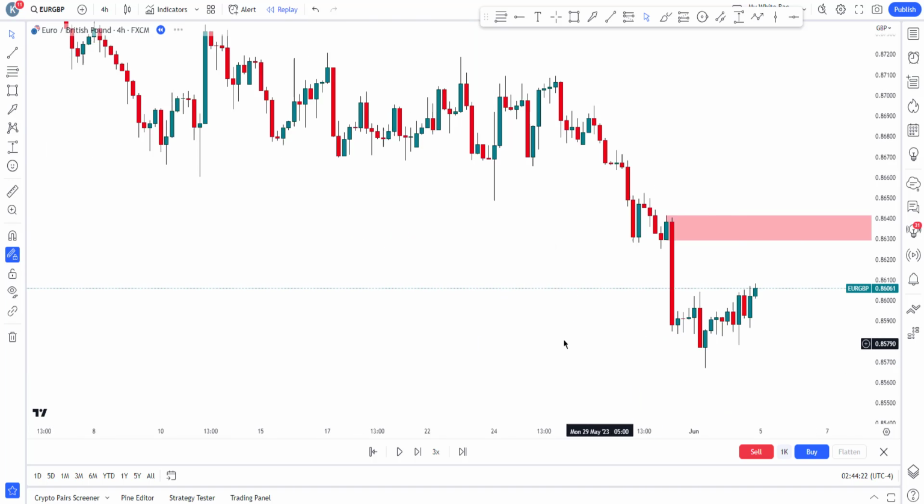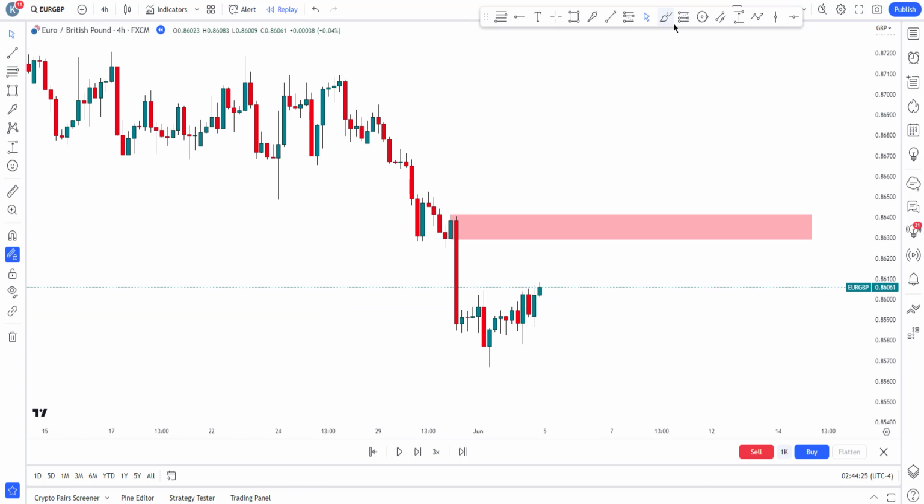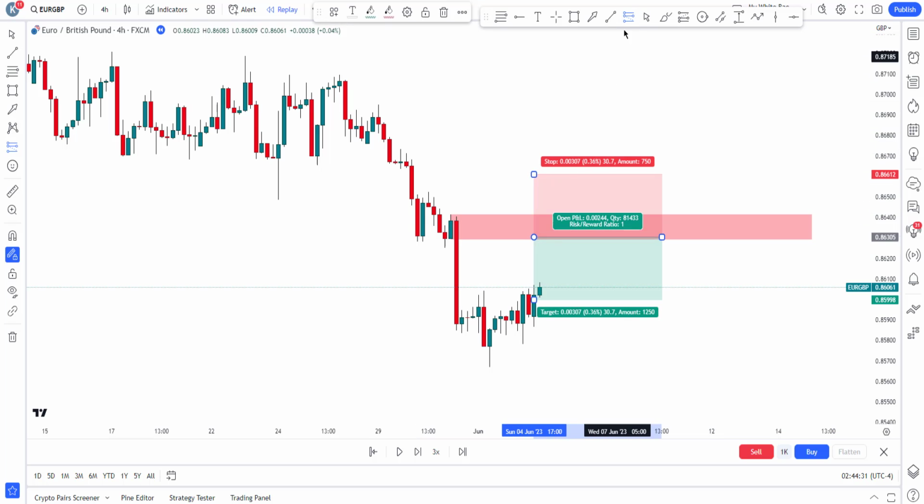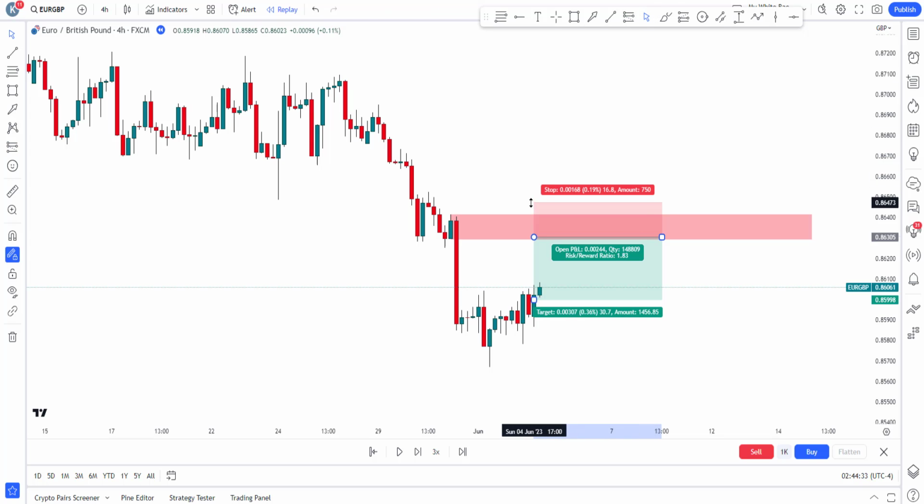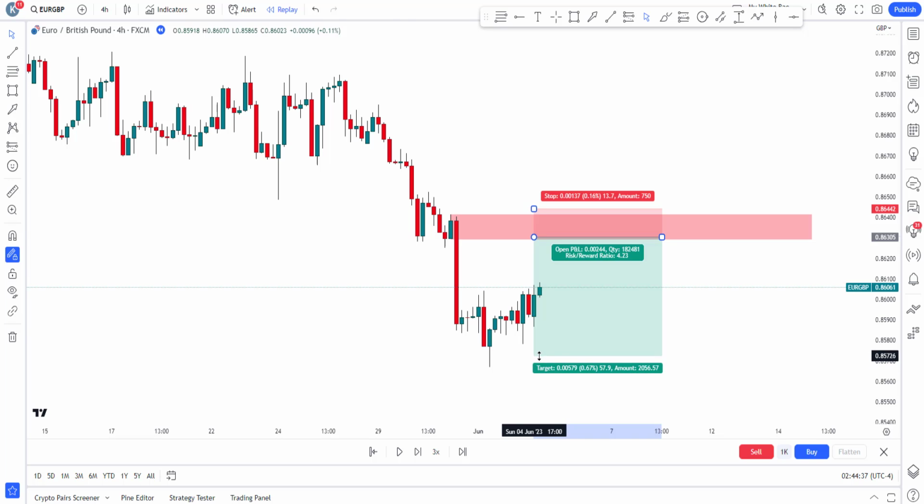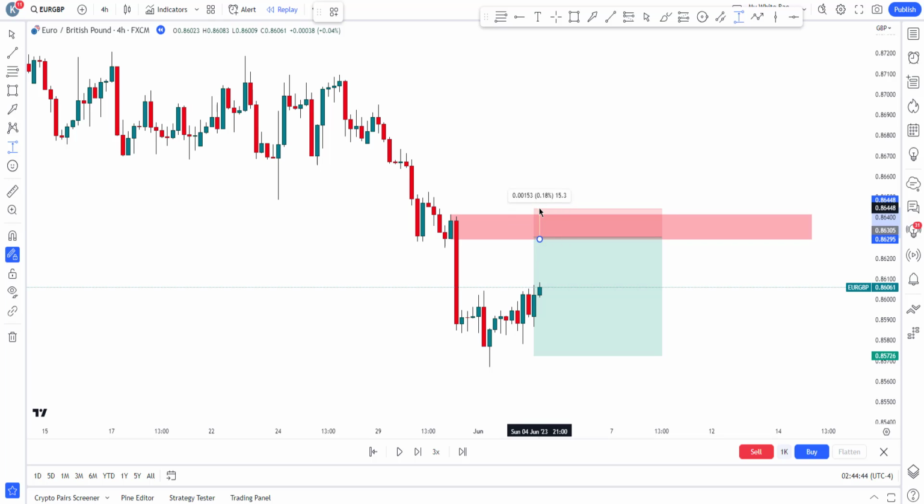Let's look at it from that perspective. So our entry is going to be right here at the tip of the order block, and our stop loss is right above here. Our target is somewhere just here. Okay, let's check the number of pips we're risking. 15 pips for our risk.